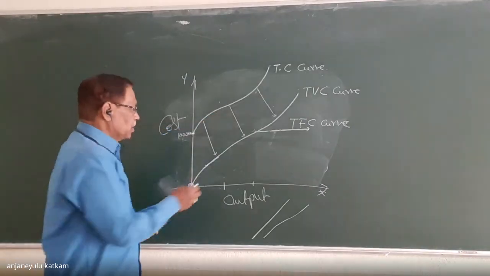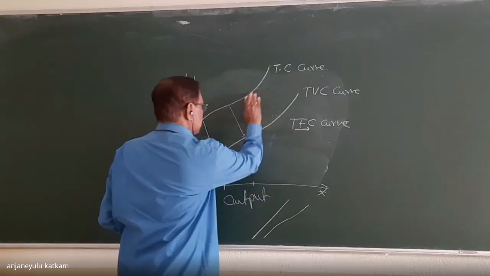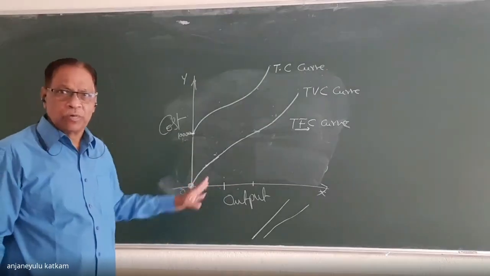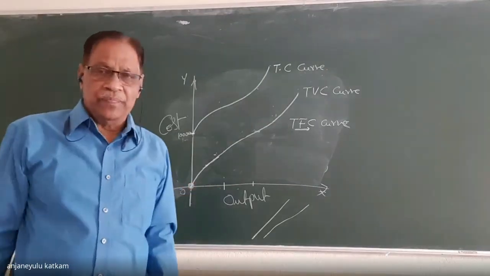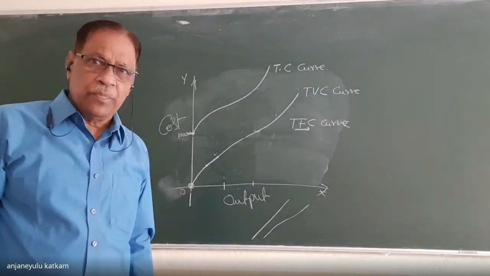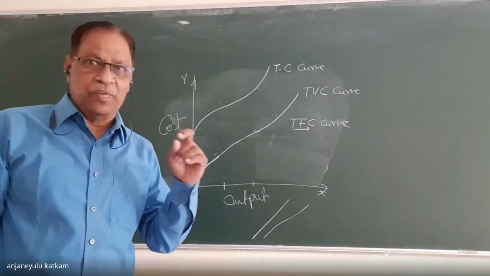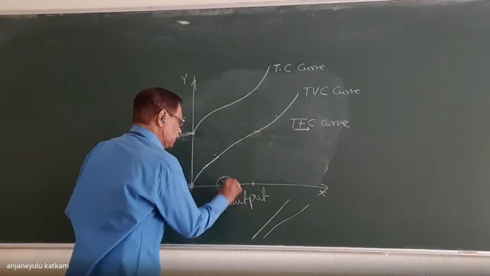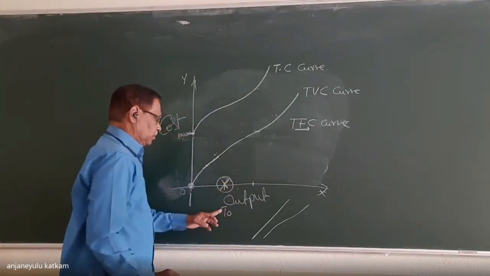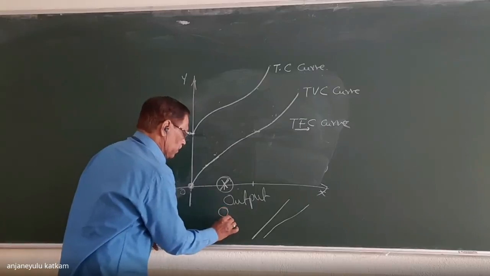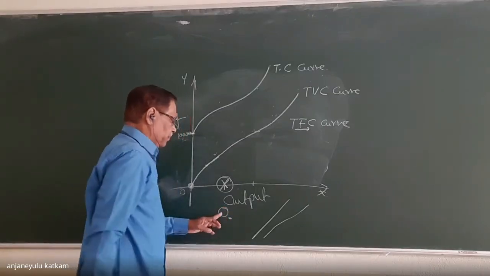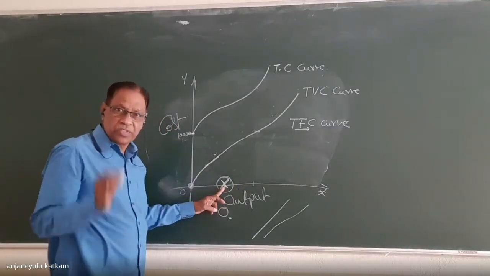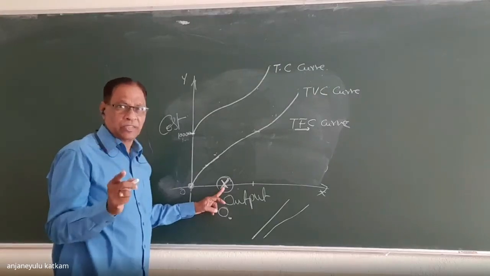Okay? Suppose you remove the fixed cost curve completely. If you remove that TFC curve, you draw only these two curves. Let us find out the fixed cost component, variable cost component, and the total cost at a particular level of output. Imagine the total output is this much. At this output level, what is the fixed cost? What is the variable cost? What is the total cost? That is what we want to find.